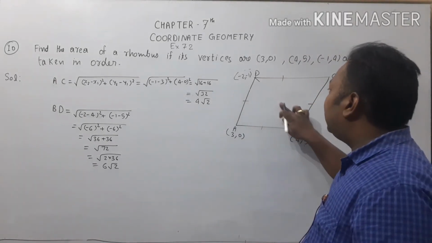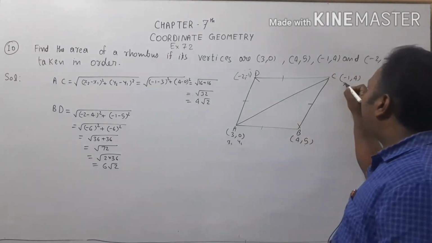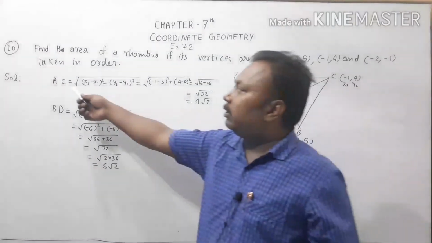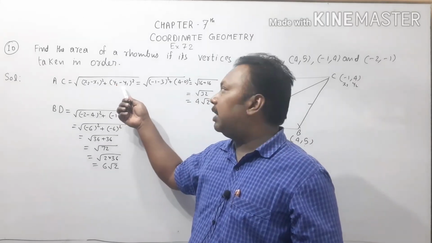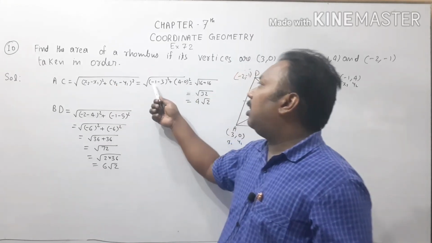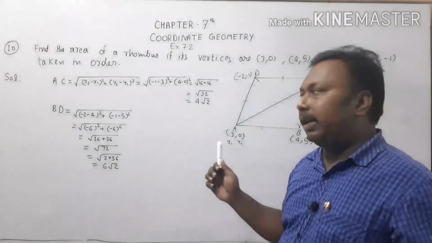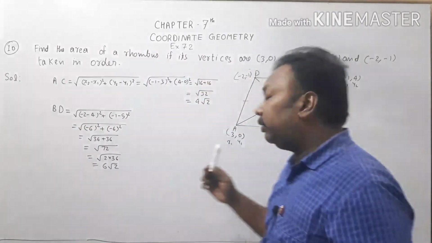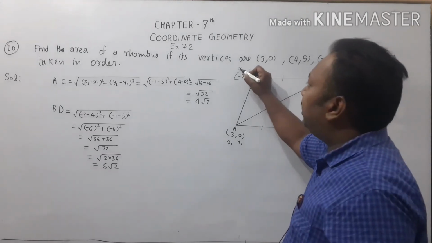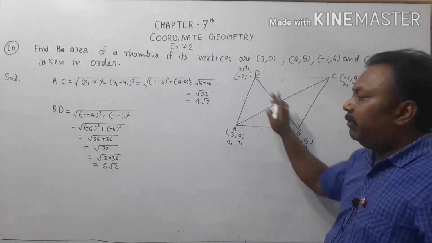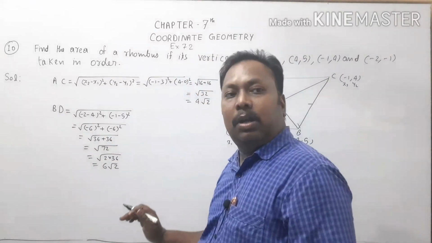First we find out the length of diagonal AC. This point is (x1, y1) and this point is (x2, y2). So length of the diagonal AC by using the distance formula: square root of (x2 minus x1) squared plus (y2 minus y1) squared. Put the values of x1, y1, x2, y2 and solve, we get distance 4 root 2. Then we find out the length of diagonal BD. This point is (x1, y1) and this point is (x2, y2). We find the distance between these 2 points BD. We get 6 root 2.